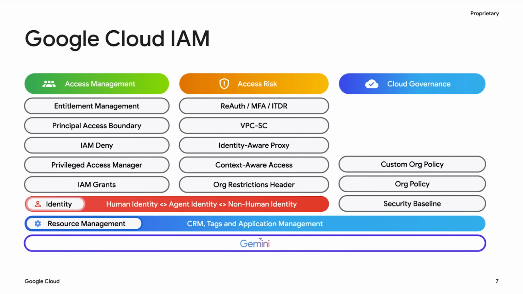But that's not enough. We also have a strong set of governance capabilities. We provide you with a series of org policies that you can deploy and make sure that your cloud posture is compliant with the needs of your organization. All of this ultimately is powered by Gemini, meaning we build a series of AI capabilities into this platform so that you can stay productive as you're using this platform.